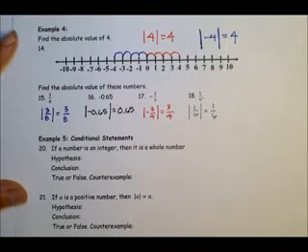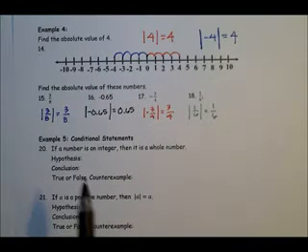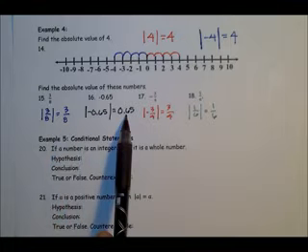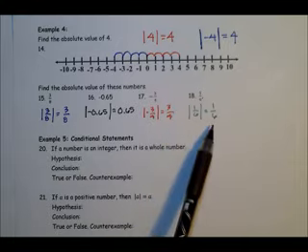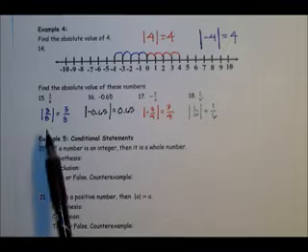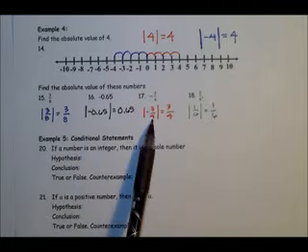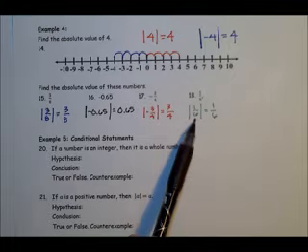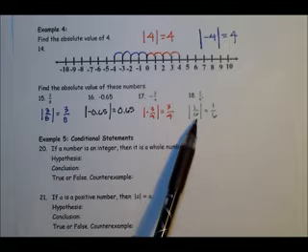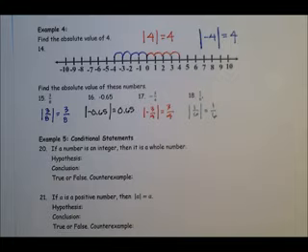And I want you to notice something. When you're working with absolute value, your answer is always positive. It doesn't matter what your original number was. This one was positive, this one was negative, this one was negative, this one was positive. The absolute value is always positive because it's the distance from the origin.